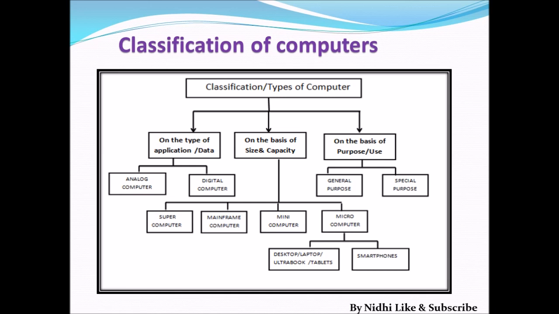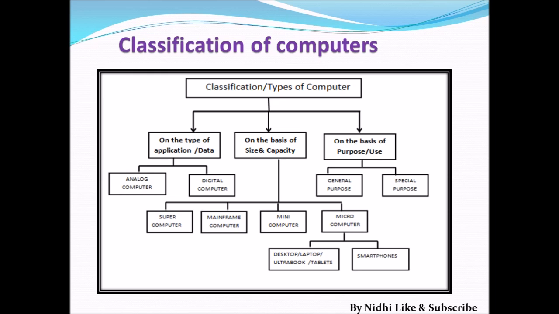And on the basis of size and capacity, the computers that we are using are digital computers. So this digital computer is further categorized into four categories, that is supercomputer, mainframe computer, mini computer, and microcomputer. And on the basis of purpose or use, it is further categorized into two parts, that is general purpose or special purpose. This microcomputer is further classified into two categories. First is desktop, laptop, ultrabook, tablets, and second one is a smartphone. So this is about the classification of computer.